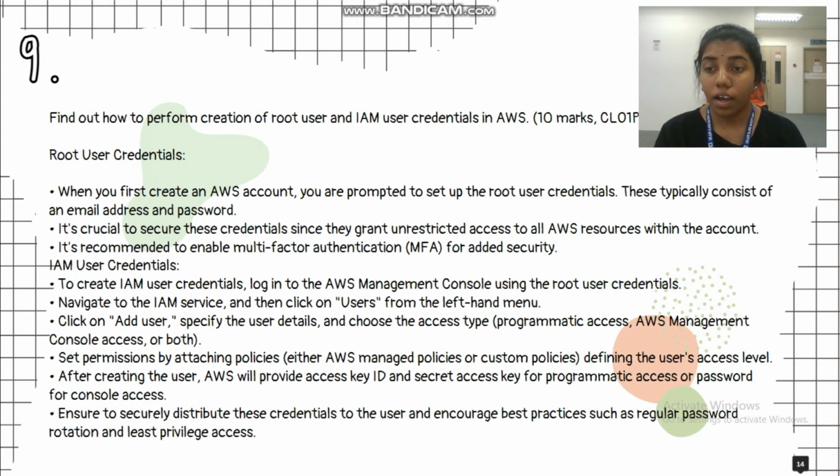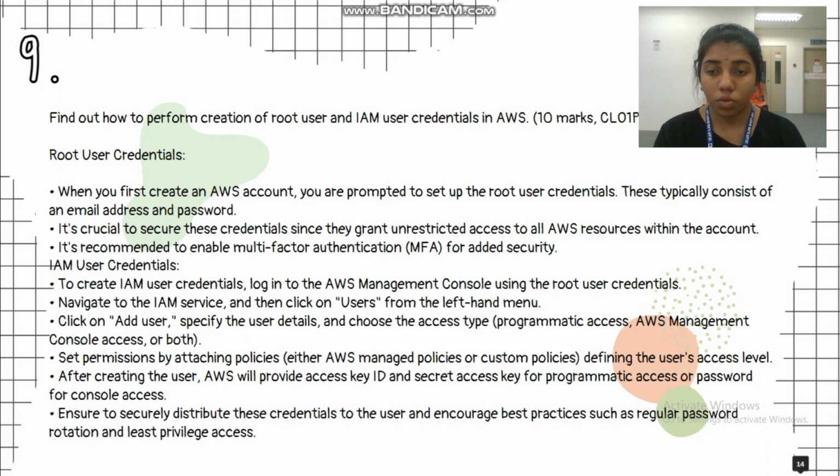The next is about IAM user credentials. To create IAM user credentials, log in to the AWS Management Console using the root user credentials, navigate to the IAM service, and then click on Users from the left-hand menu. Click on Add user, specify the user details, and choose the access type: programmatic access, AWS Management Console access, or both. Set permissions by attaching policies, either AWS managed policies or custom policies, defining the user access level.